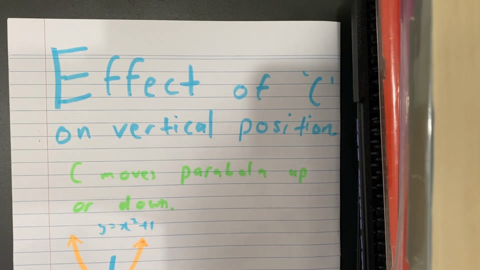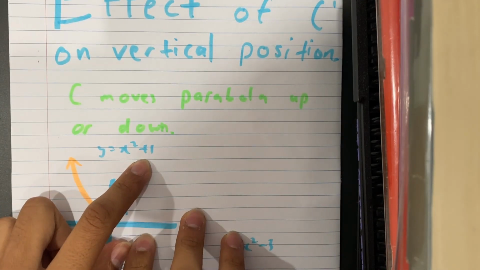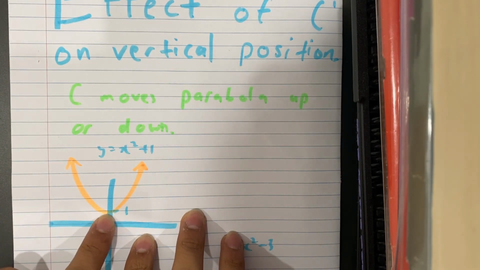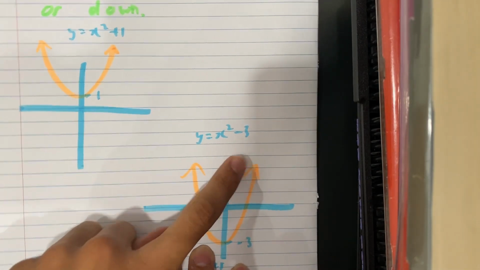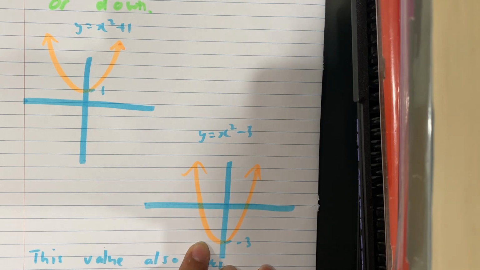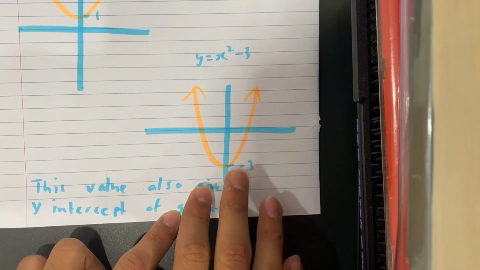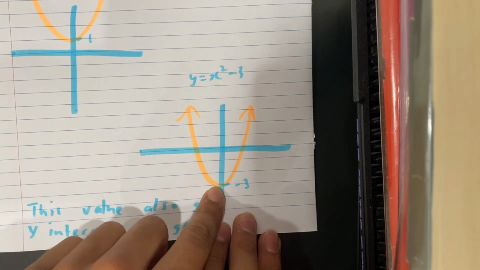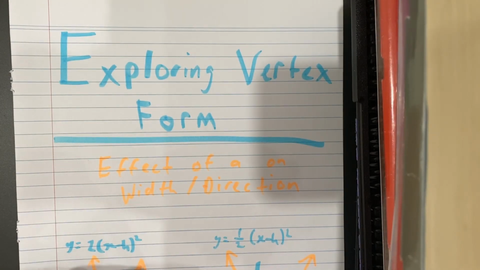Finally, C moves the parabola up or down. In y equals x squared plus 1, the parabola is shifted up by 1 unit, while in y equals x squared minus 3, the parabola is shifted down by 3 units. This value also gives us the y-intercept of the graph, as the y-intercept is equal to the C value. In vertex form, A behaves similarly to how it does in standard form.